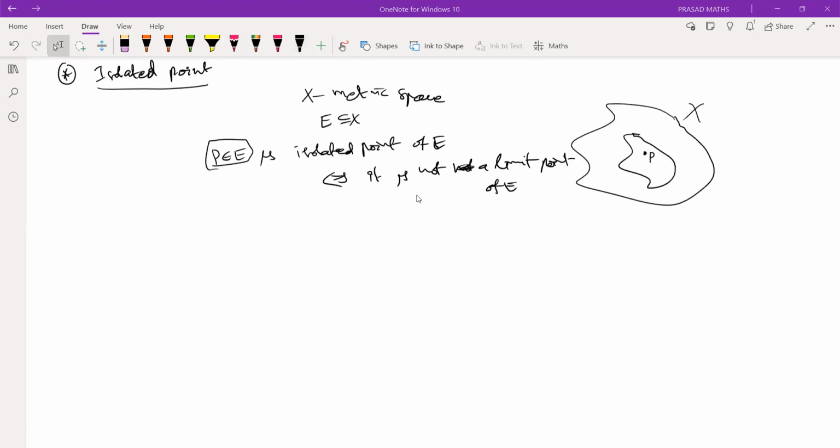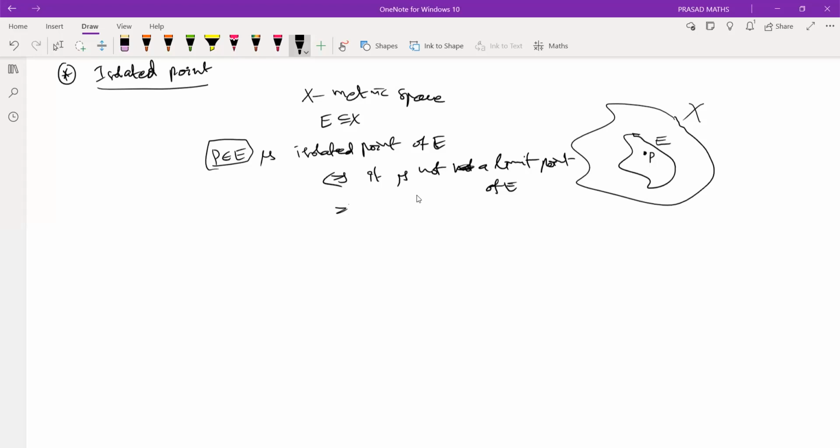So it is not a limit point of a set E. Whatever point you are going to check whether it is an isolated point or not, the point must be inside the set. This is my set E. So in order to say that P is an isolated point of the set E, it's enough to check whether it is a limit point or not. If it is not a limit point, automatically it is an isolated point.